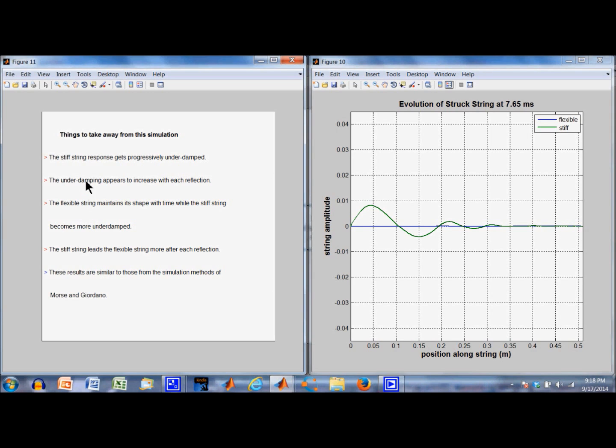Here's the summary of what I've just said before, and I just want to note that this kind of behavior is similar to that seen in the simulations of Morse and Giordano.